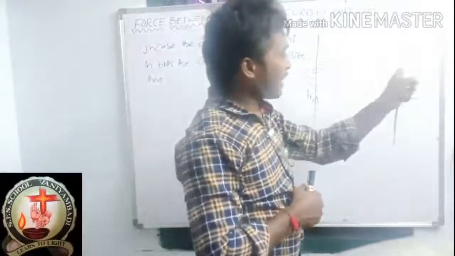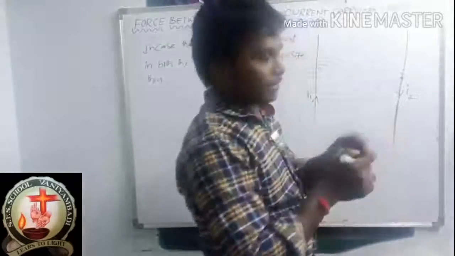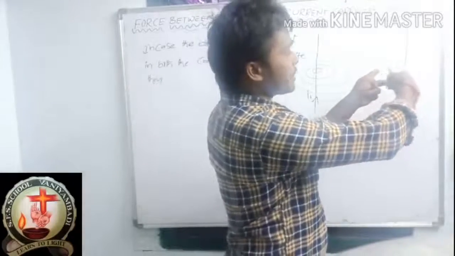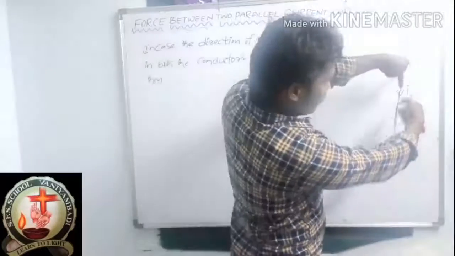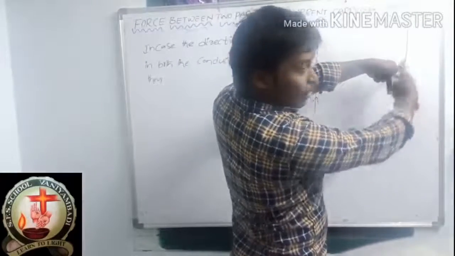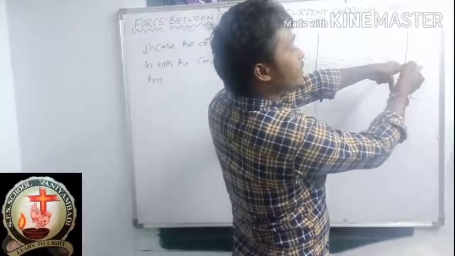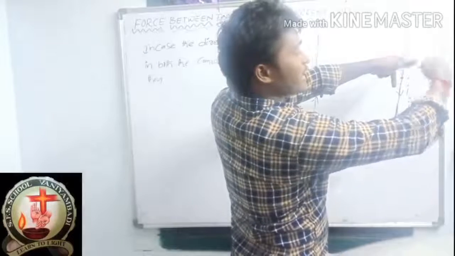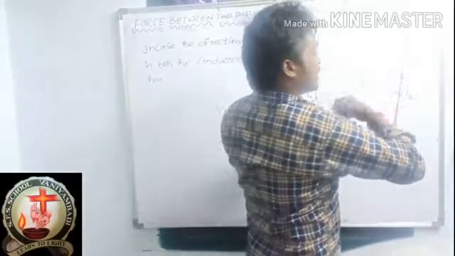So what is the direction of magnetic field on this conductor? Inside, right? Then this finger will show the direction of current. At what direction is current flowing here? Downside. So the direction of current is downside, the magnetic field direction is inside, and this thumb, what direction is it showing? This side. So this thumb finger indicates the direction of force.